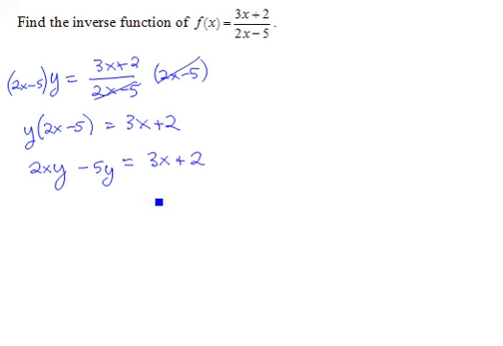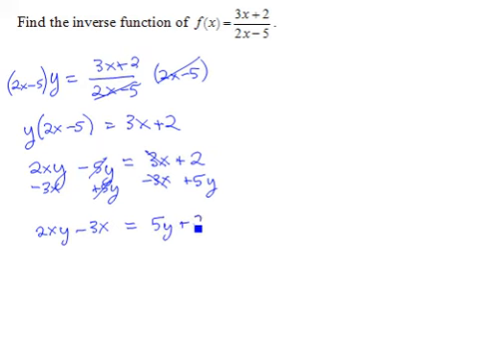When I move terms around, that really means subtract or add those terms to both sides of the equation. I will be left with 2xy - 3x on the left, and 5y + 2 on the right.